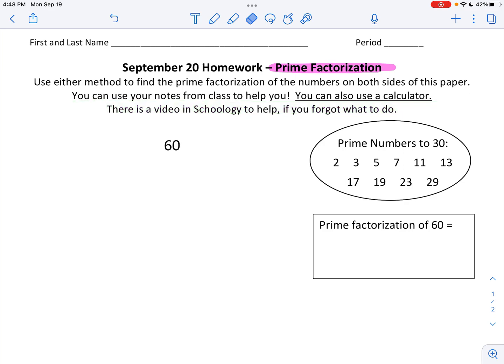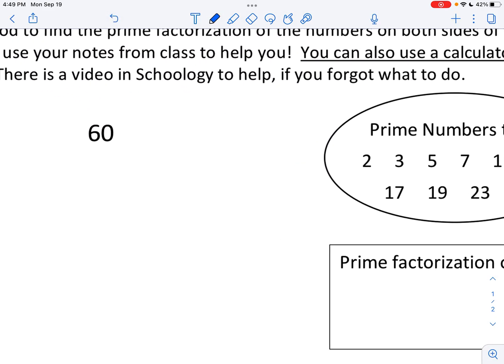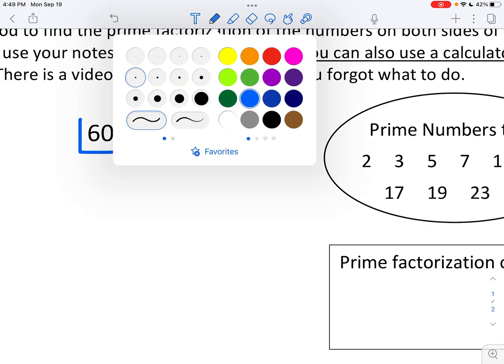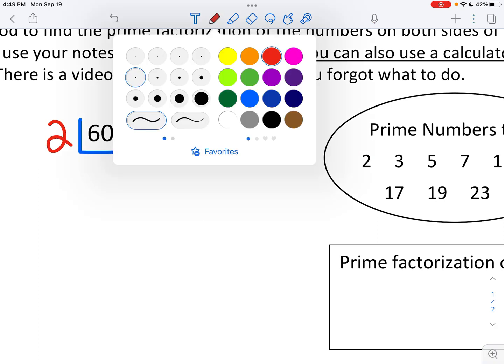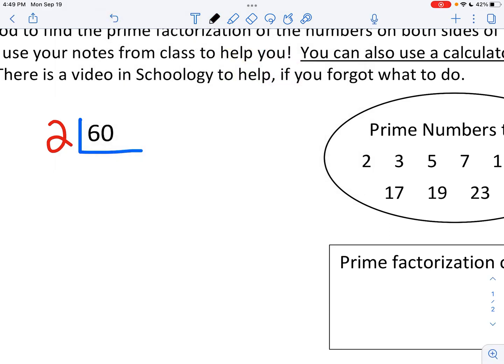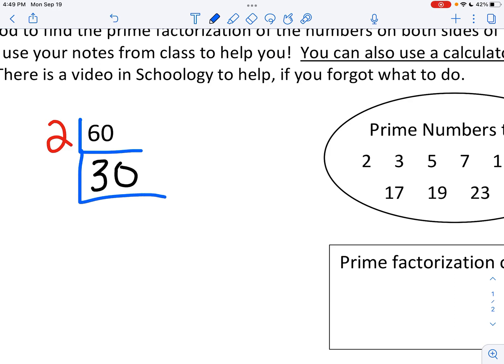I am going to solve the first problem both ways. I'm going to try it with the ladder method, and I'm going to try it with the tree method. So I'm going to first try the ladder method. Zoom in a little and make my L. And I know that the smallest prime number is 2, so I'm going to divide 60 by 2. And punching it into my calculator here, 60 divided by 2 is 30. So I'm going to write that down and then make another L.